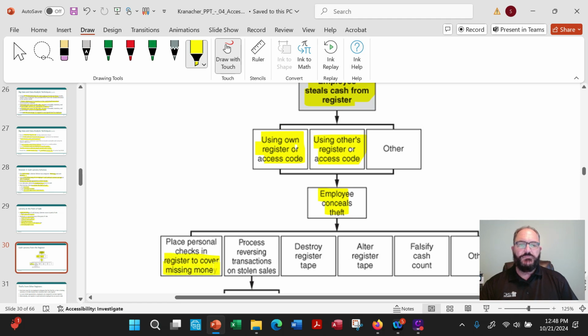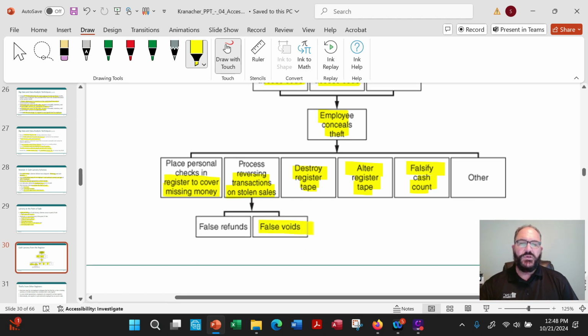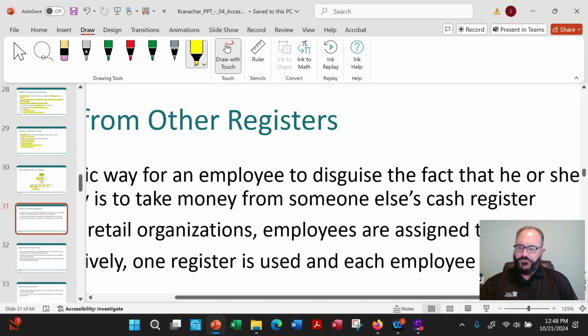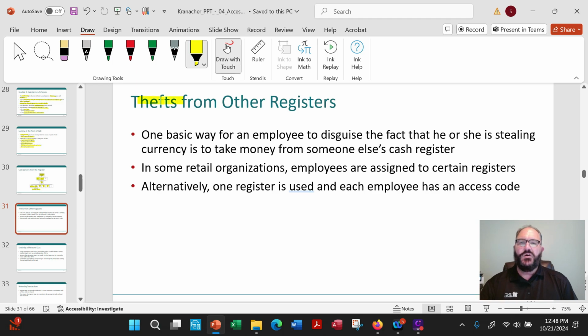Personal checks to replace missing money. Reversing a transaction. They stole the sale, so they made it a refund. Alter the tape. Falsify the cash account. Destroy the tape. And then false voids and false refunds. Again, when I make that video, I have some stories to tell you about this as well. But by the way, these things do happen, and the more internal controls you have, the less likely it is to happen. But nonetheless, they can still happen. Okay. What about thefts from other registers?